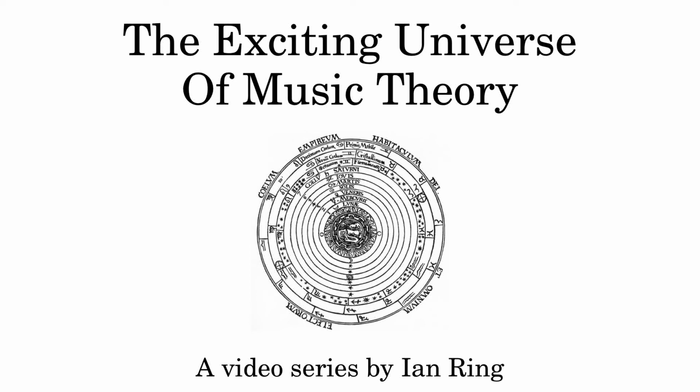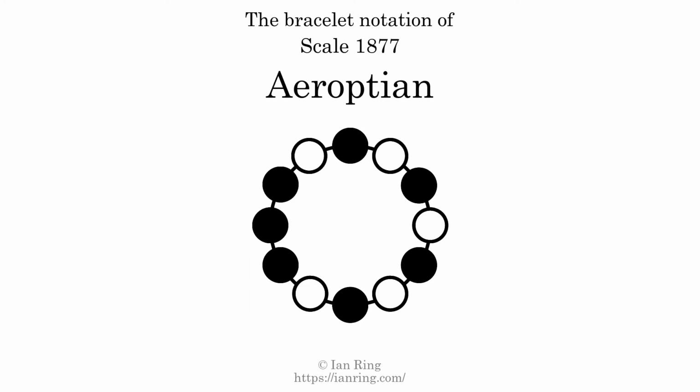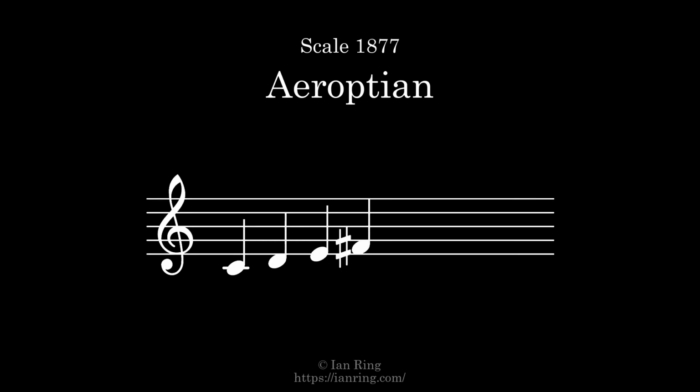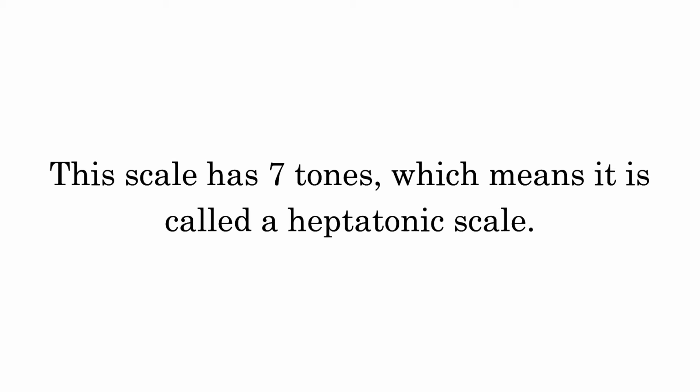Welcome to the exciting universe of music theory. Are you ready to learn? Then let's begin. Today we will talk about scale 1877, Aeroptian, which sounds like this. This scale has 7 tones, which means it is called a heptatonic scale.